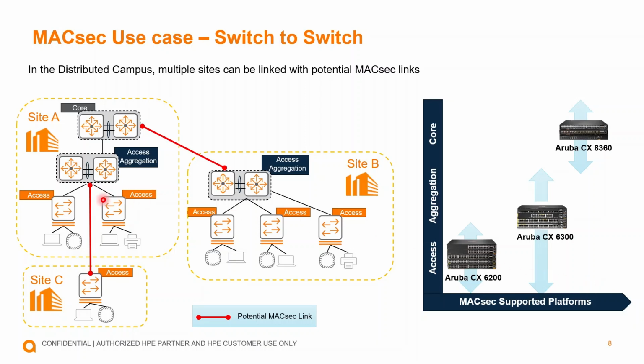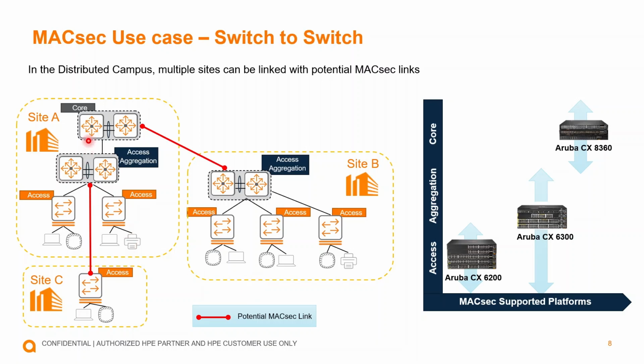Let's see the use case. In this low-density distributed campus, multiple sites are linked with both MACsec and non-secure links. We have three sites, Site A, Site B, and Site C.